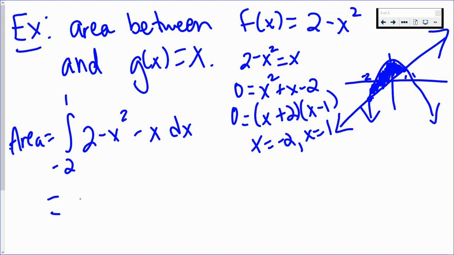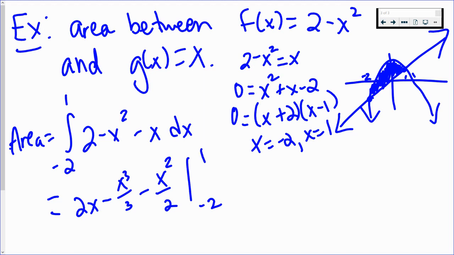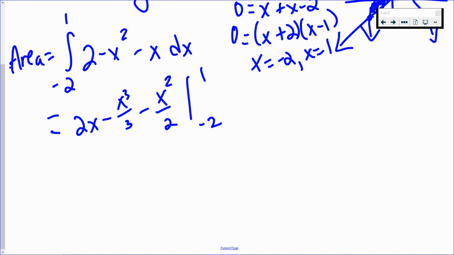So let's take the integral. Integral of 2 gives us 2x. Integral of x squared gives us x cubed over 3. Integral of x, we've got minus x squared over 2. And we're going from -2 to 1. So now let's plug in. Move this down a little bit, give us a little bit more room.